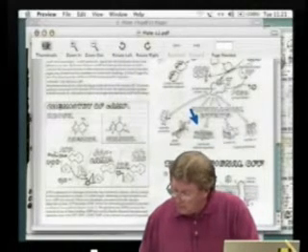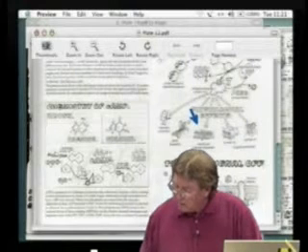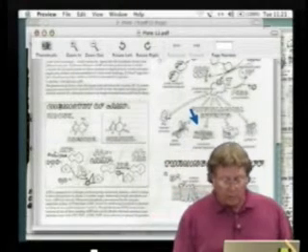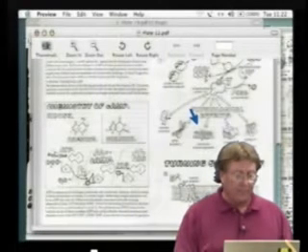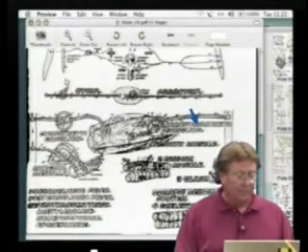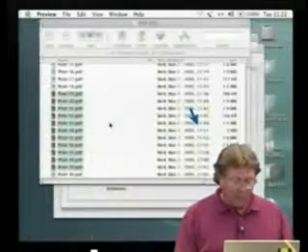Let's look at plate 13. Let me find plate 13.